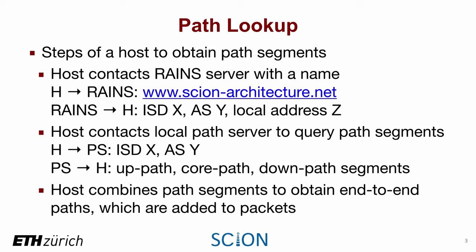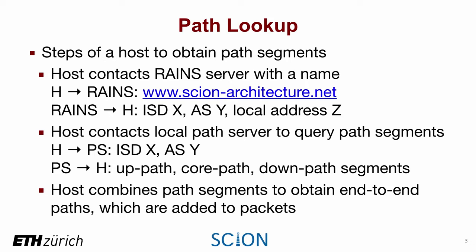So once a host receives the isolation domain X, the autonomous system Y, and the address C, the host will then contact the local path server to obtain path segments. And this looks as follows. The host sends to the path server a request for ISD X and AS Y. And the path server responds with up paths, paths from the local AS to the core, with a core path, as well as down path segments from the remote core AS to the remote AS Y. Now the host can combine these path segments to obtain end-to-end paths, and these paths are then added to the packets themselves to be sent through the network.